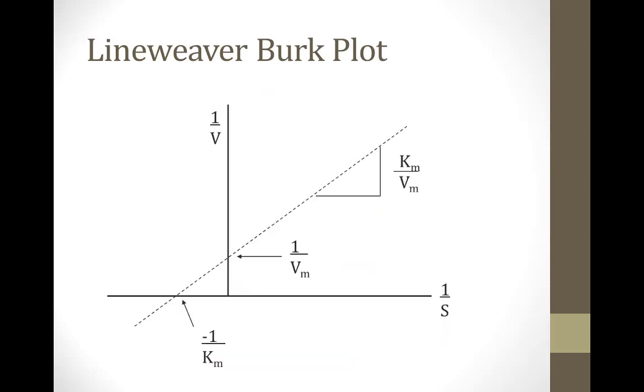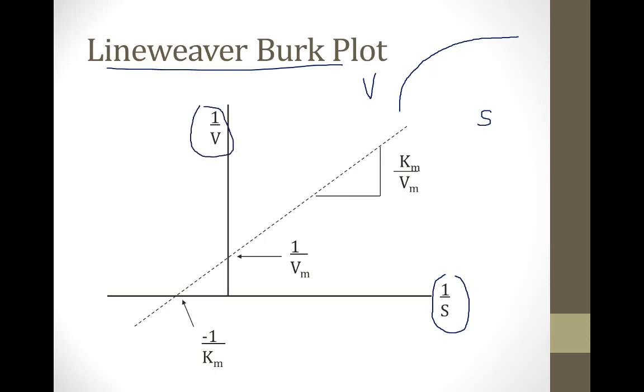So now we have what's called a Lineweaver-Burk plot. And this is the exact same data that produced that hyperbolic curve a few slides ago when we put S on the x-axis and V on the y-axis. But now what we're doing is plotting 1 over S on the x-axis and 1 over V on the y-axis, and it converts it into a straight line.